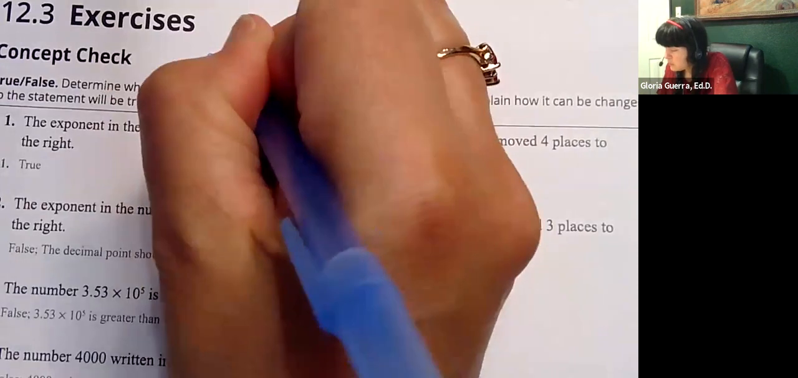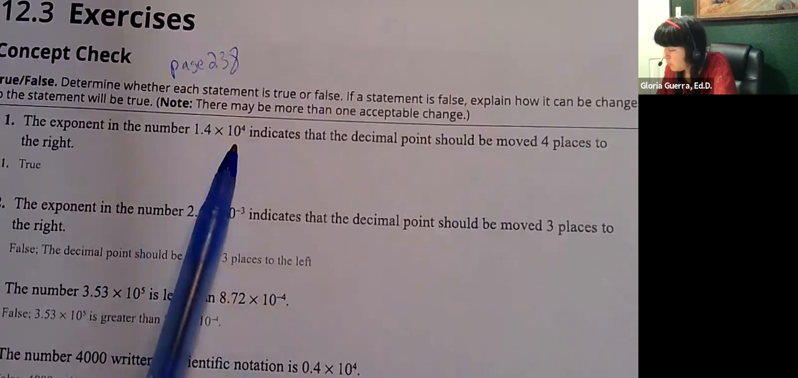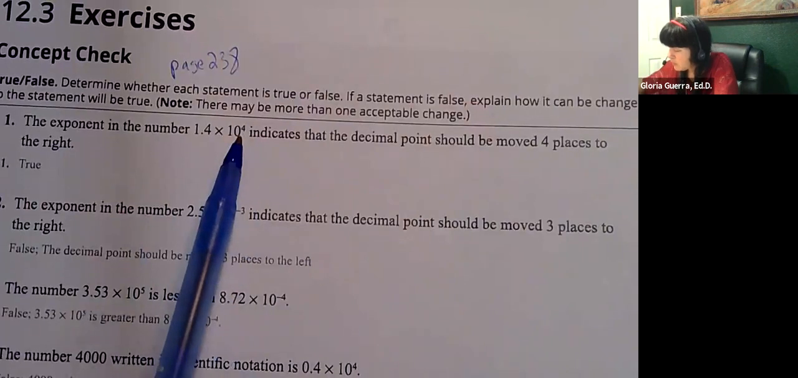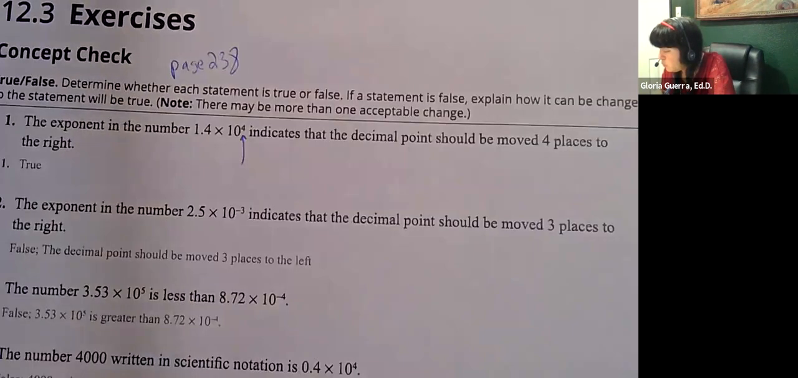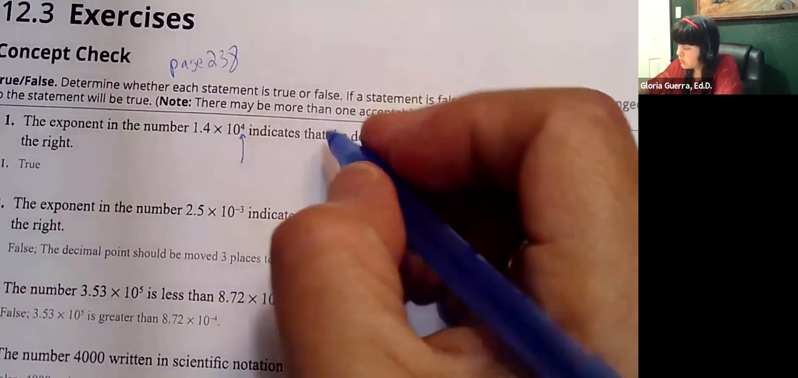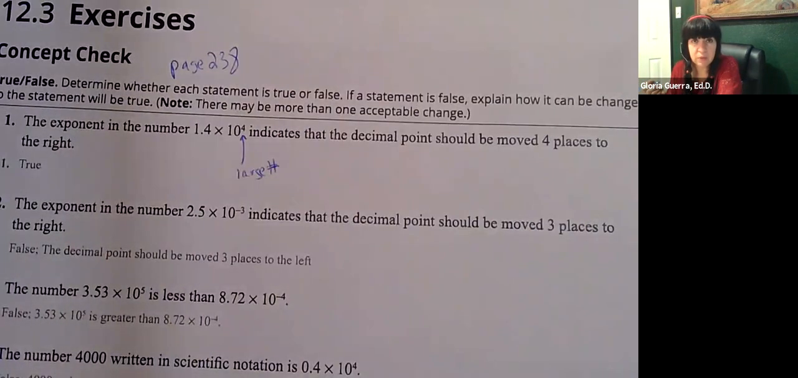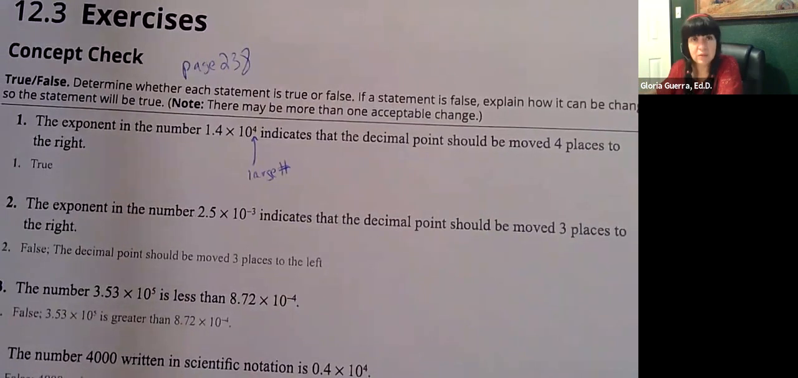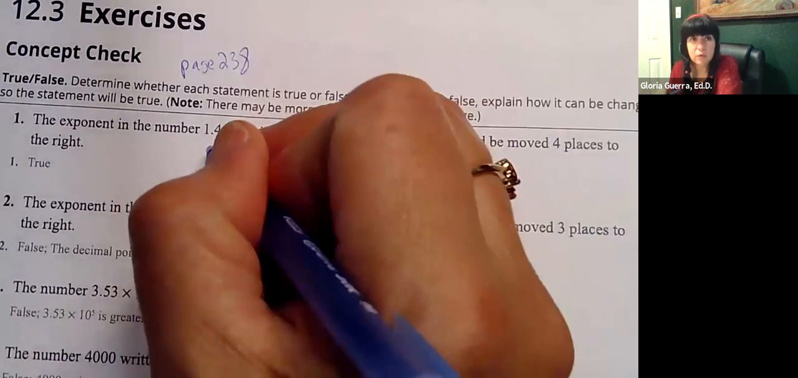So it says that the exponent in the number 1.4 times 10 to the 4, so talking about this exponent, the exponent indicates that the decimal point should be moved 4 places to the right. Okay, so yeah, this is considered a large number. How do I know that? Because it's not negative, it's a positive exponent. So the large number will make this 1.4 large. So how do you make this large? By moving the decimal to the right 4 times.